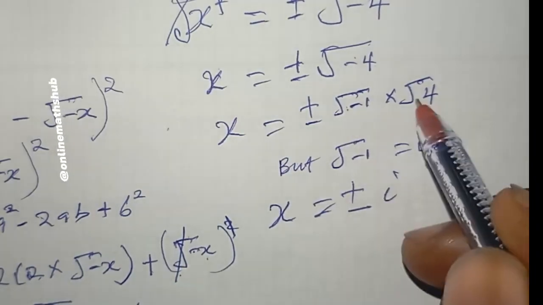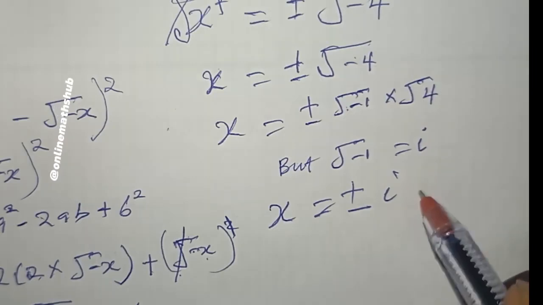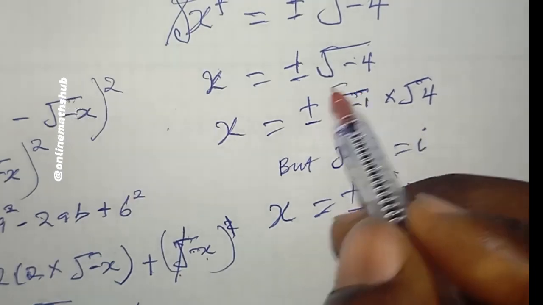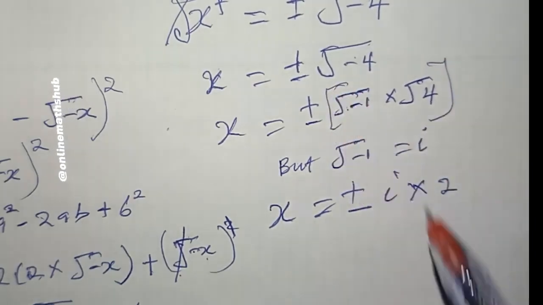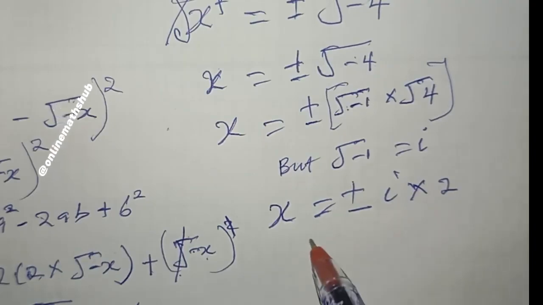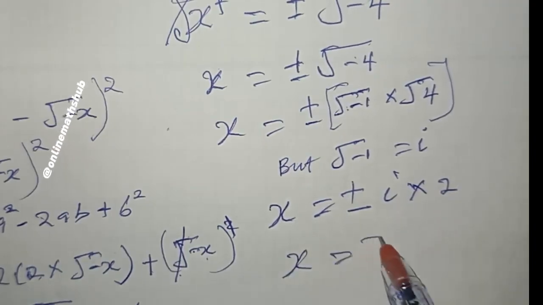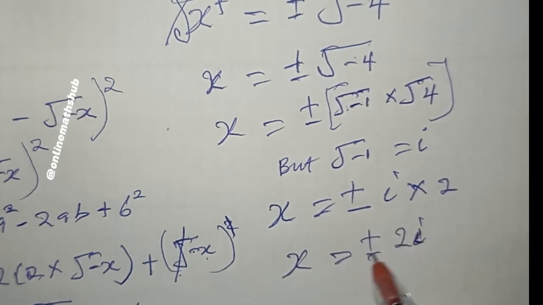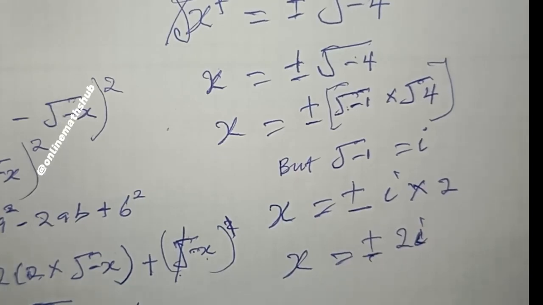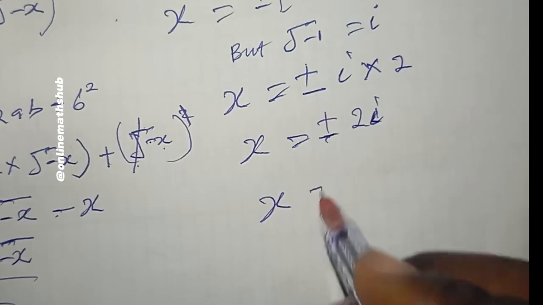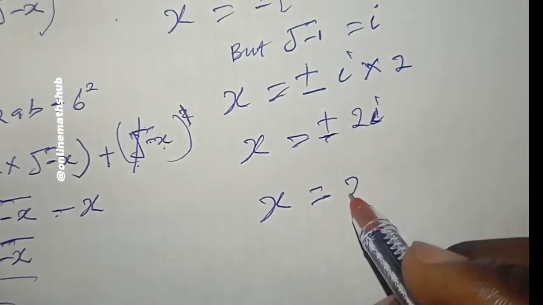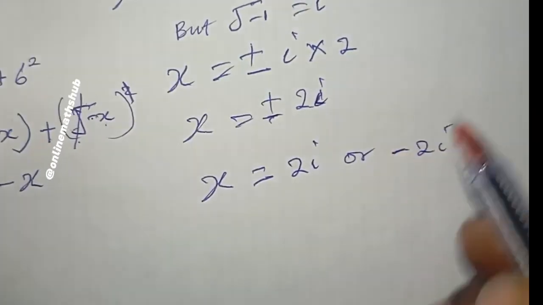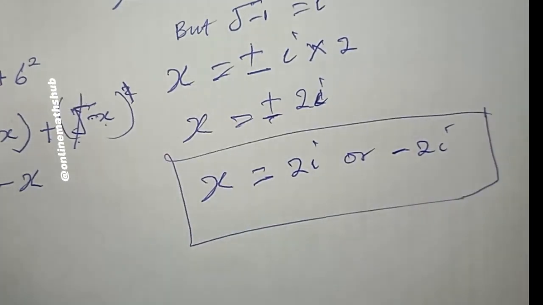So that what I now have here is x equal to plus or minus i, and then root 4 here is equal to 2. Let me put this in bracket right here. So obviously x is now equal to plus or minus 2i. So the two values of x that are going to satisfy the equation we are solving is x equal to positive 2i or x equal to negative 2i. So this is the solution to the equation.